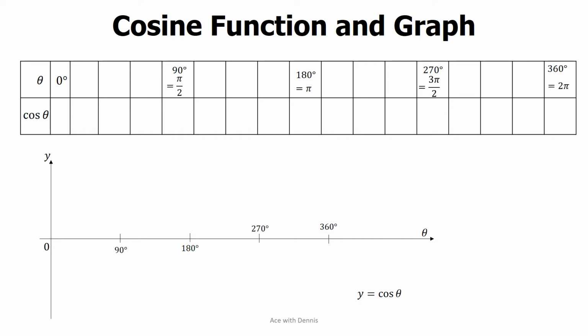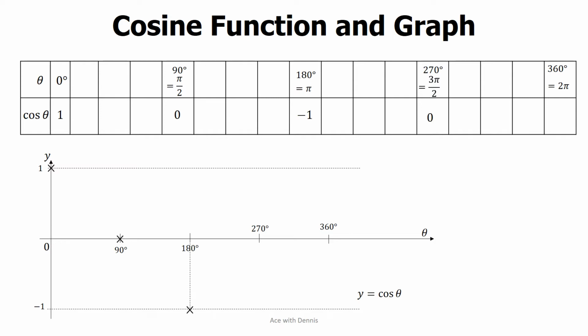Okay, and we know cosine 0 is 1. We label here as 1. So cosine 0 is 1. Next, cosine 90 degrees equals 0. So plot on the graph: at 90 degrees, y is 0. When theta is 180 degrees, cosine 180 degrees is negative 1. We label here negative 1. So when the angle is 180 degrees, y is negative 1.